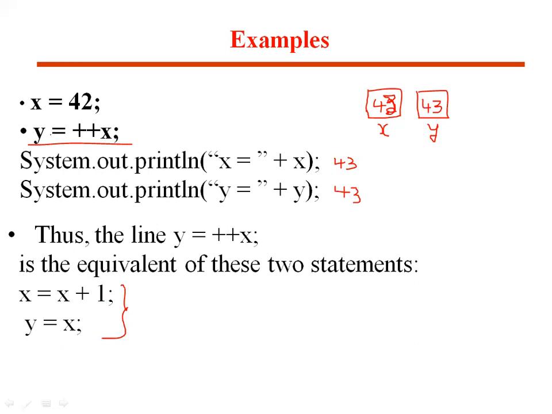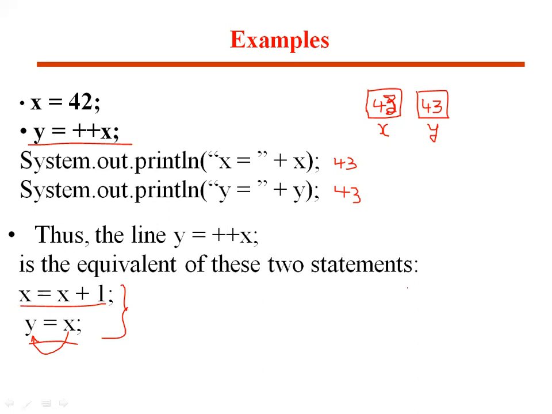So when you say y is equal to plus plus x, first x value is incremented. That means x is equal to x plus 1 is performed. 42 plus 1 is 43. That will be stored back in x, so x value becomes 43. Then y is equal to x: this x value is assigned to y. What is the current value of x? Always we need to look into the current value. 43 will be stored into y.